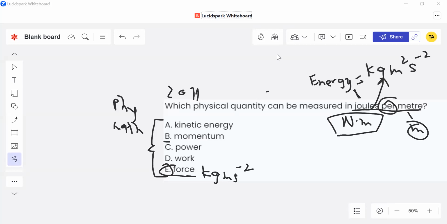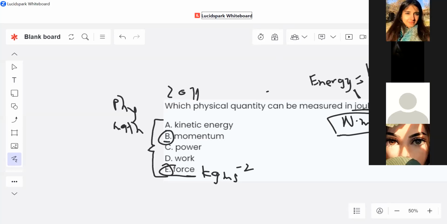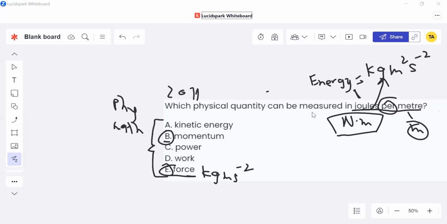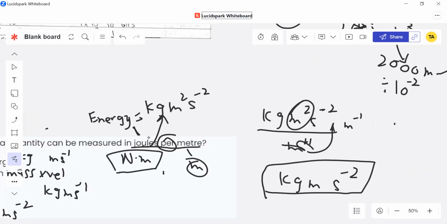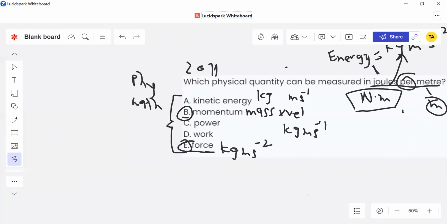So someone was saying B. A lot of people were saying B. Let's see why B is wrong. B is momentum. Momentum is mass into velocity, right? Mass is kg. Velocity is m s negative 1. So I get kg m s negative 1. But kg m s negative 1 is not joules per meter. Joules per meter is actually kg m s negative 2. So this is the reason B is wrong. And yeah, so E is the answer.